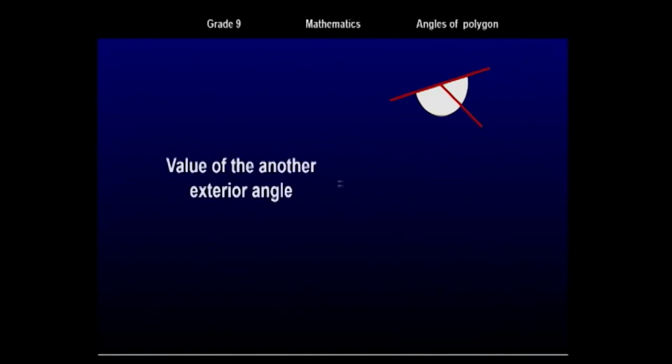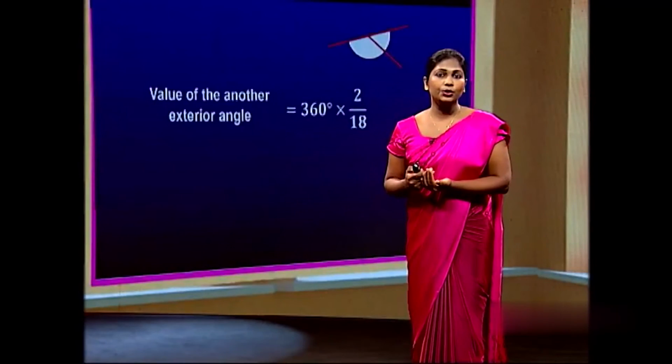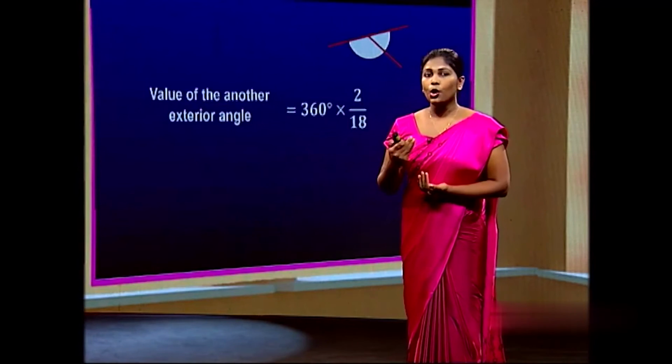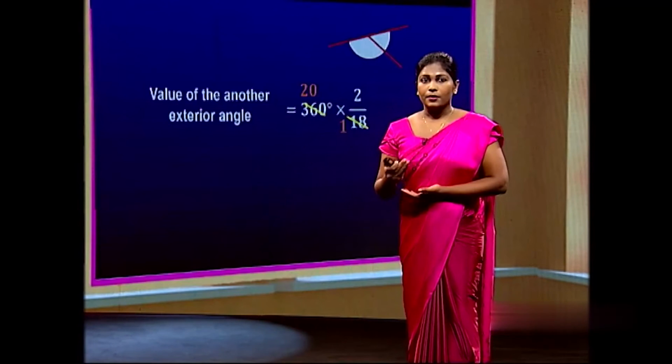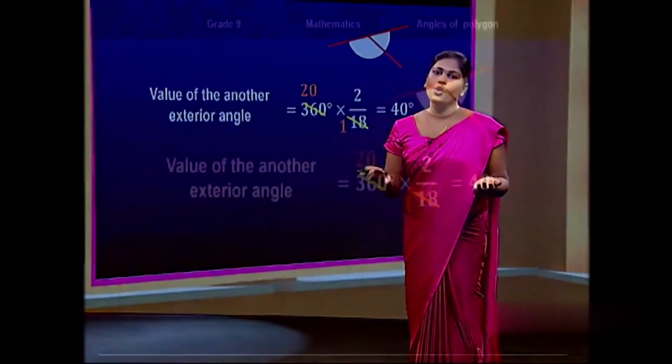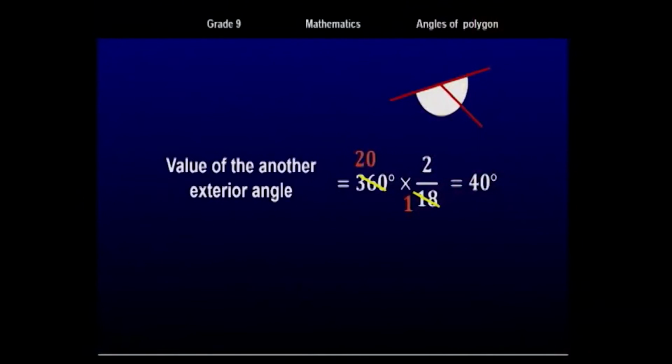So, what about the other exterior angle? The value of the other exterior angle, 360 into 2 over 18. Then you can simplify. The value is equal to 40 degrees. What is the value of the interior angle of this exterior angle? 180 minus 40 degrees, 140 degrees.